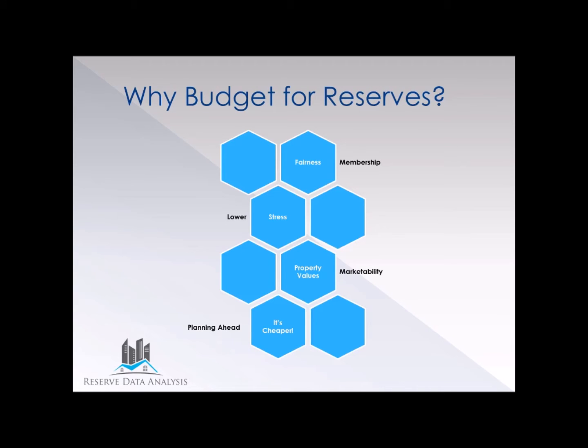So the biggest question, why even bother budgeting for reserves? What's the point? In our opinion, the most important factor is fairness to the community membership. We want to make sure that everybody is paying their fair share into the reserve account over the life expectancy of the building. So people in year one are paying 1/20th of, say, a roofing cost. If the roof lasts 20 years, we want to make sure that the people living in the community in year one pay for 1/20th of the roof.